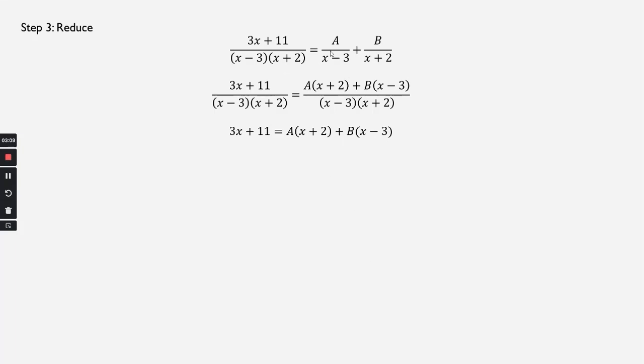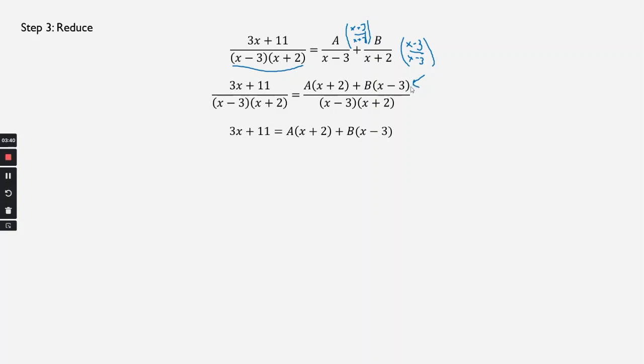We do this by finding a common denominator, which will always be the denominator of our original function equation here. In this case, we are going to multiply our a over x minus 3 by x plus 2 over x plus 2, and our b over x plus 2 by x minus 3 over x minus 3. This way, all of our terms have the exact same denominator, and we're able to add them together like we do in this step here.